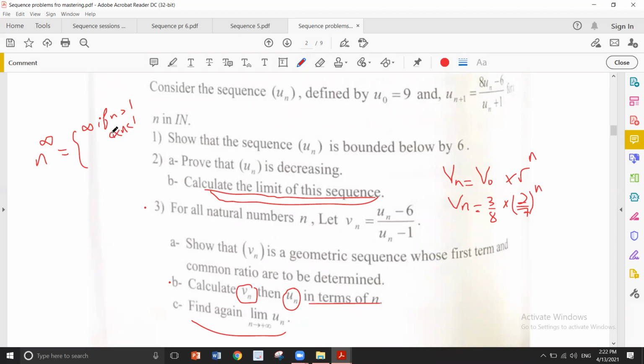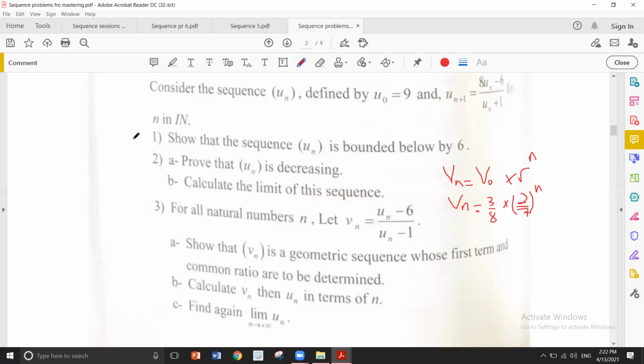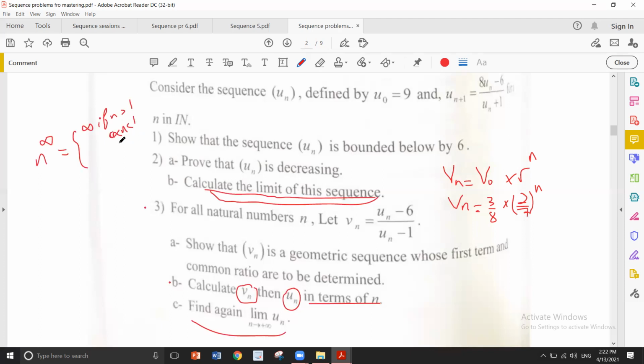If n is between 0 and 1, what will be the limit? 0. Any number between 0 and 1, like half, if you multiply it by itself, we get 1 over 4. 1 over 4 times half, we get 1 over 8. It keeps getting smaller. The more the exponent grows toward infinity, the more it approaches 0. So here to calculate the limit.